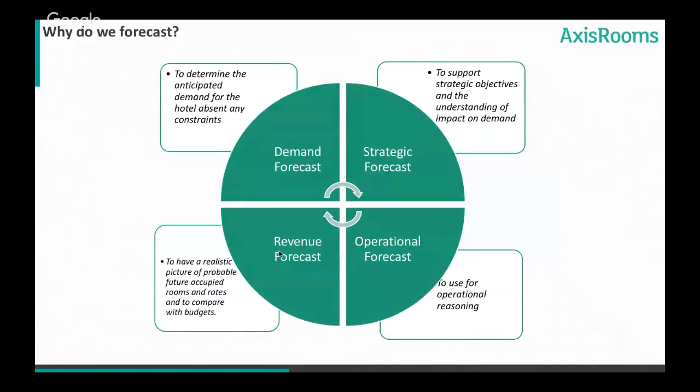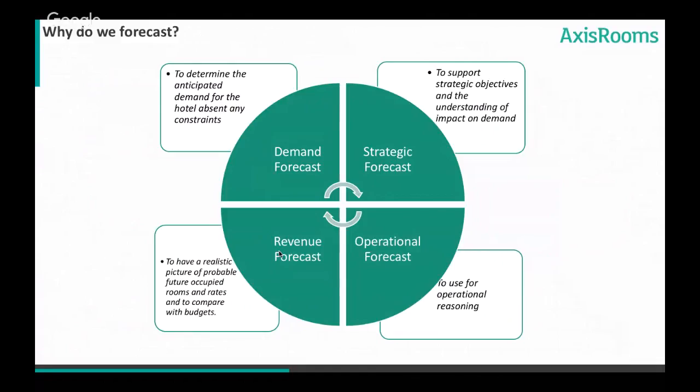So why do we actually forecast? Now, there are different forecasts that should be put together for every hotel, and each forecast has a different objective. We have an operational forecast. Operational forecast is there to manage staffing, departmental costs, items directly related to personnel and operational delivery of the hotel.